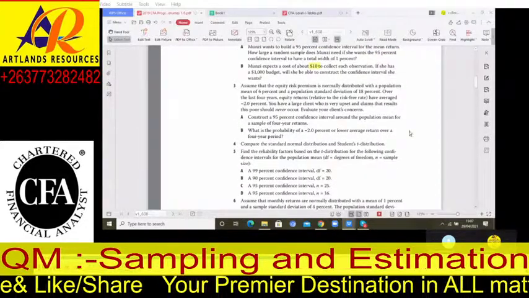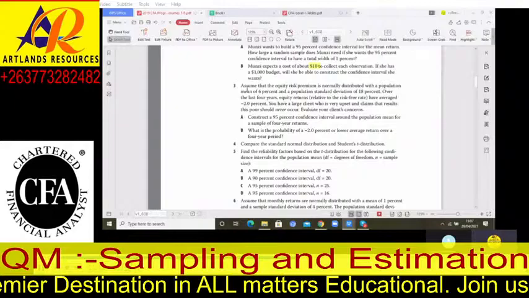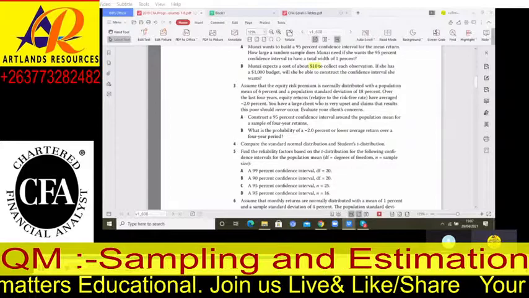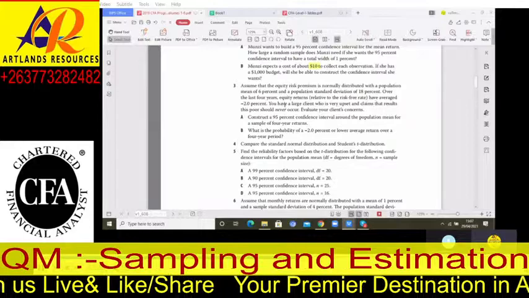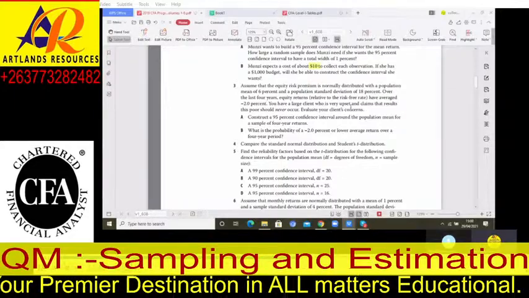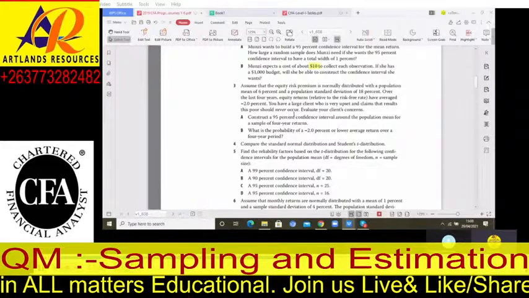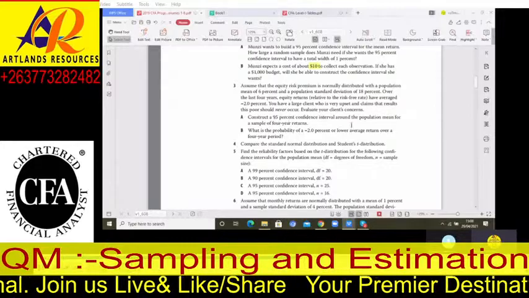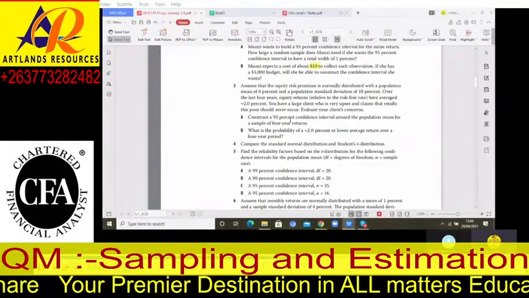Right? Assume the equity risk premium is normally distributed with a population mean of 6 and a population standard deviation of 18. Over the last 4 years, equity returns relative to the risk-free have averaged minus 2%. You have a large client who is very upset and claims that a result this poor should never occur. Evaluate your client's concerns by constructing a 95% confidence interval around the population mean for the sample of 4 year returns. So the sample is 4.